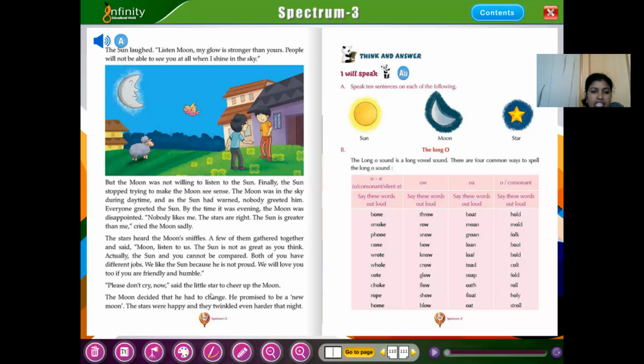"Please don't cry now," said the little star to cheer up the moon. Then they cheered up the moon. The moon decided that he had to change. He stopped feeling proud of himself, and he promised the stars that he would be a new moon. The stars were very happy, and that night they twinkled very brightly.